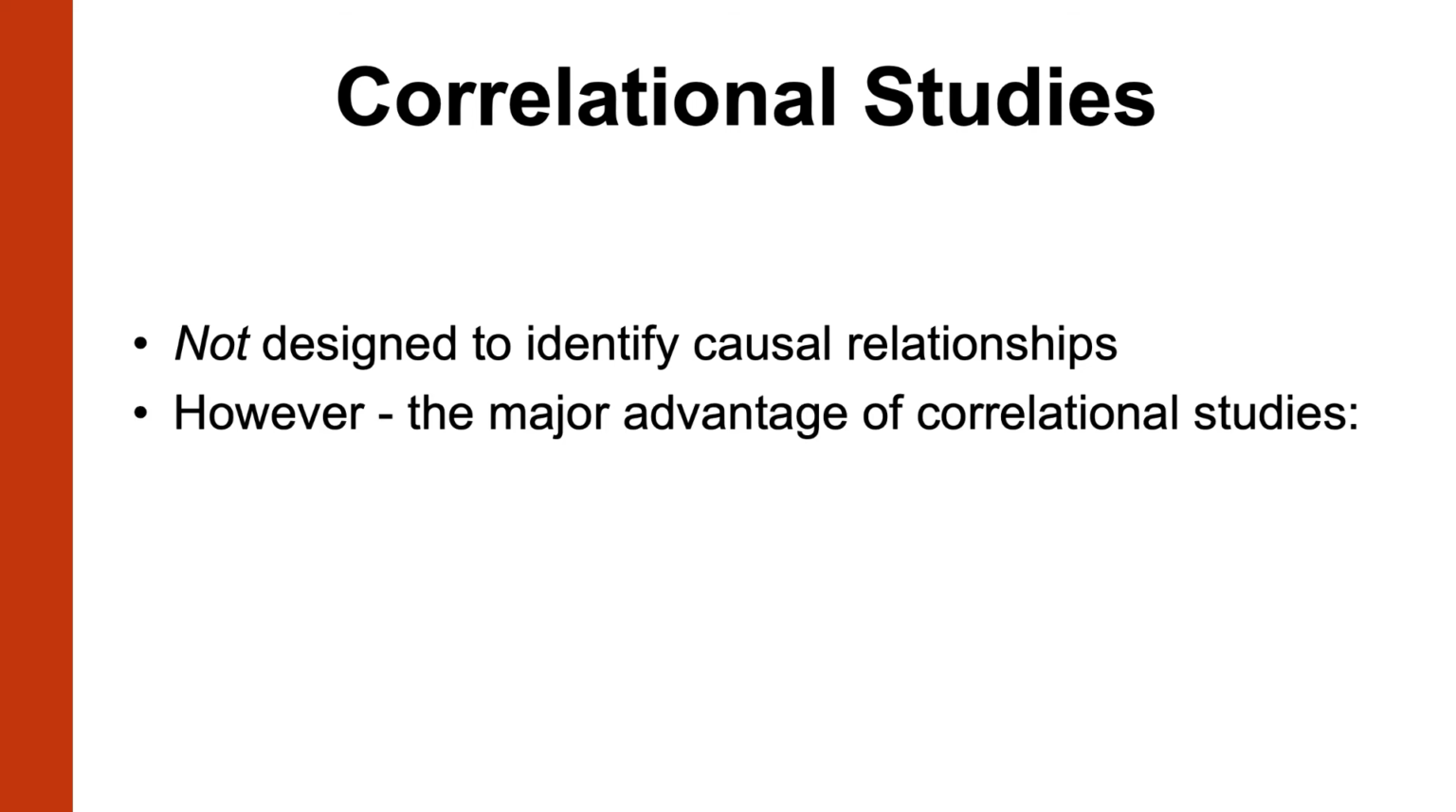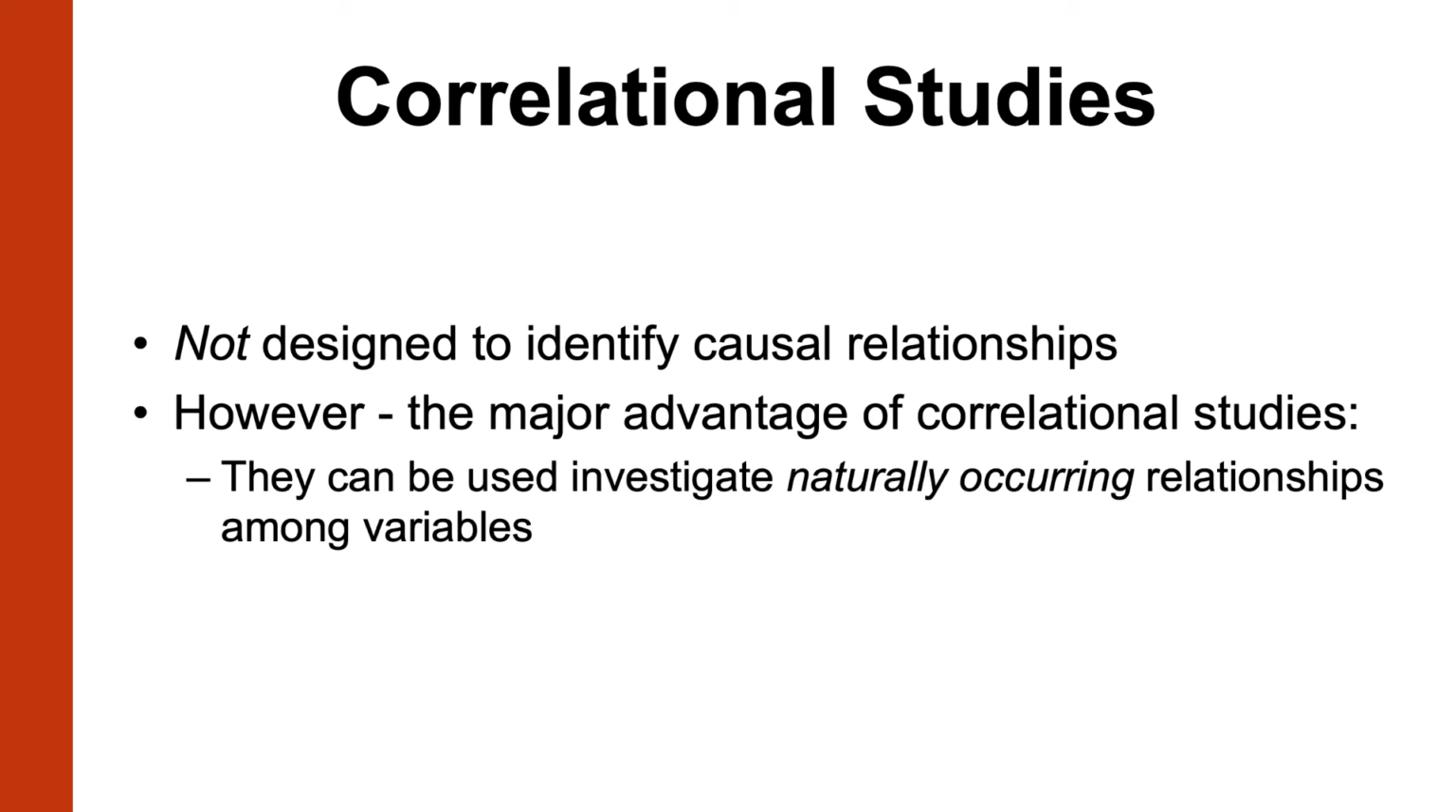But the one thing that you can do that is a major advantage of correlational studies over experiments is that you can investigate naturally occurring relationships among variables that you can't experimentally manipulate. Going back to the malnutrition and anxiety question, you can measure whether somebody experienced malnutrition as a child, and you can measure their levels of anxiety, and you can correlate those to identify whether there's a relationship between malnutrition as a child and anxiety as an adult. That's not something you could study with the experimental method.